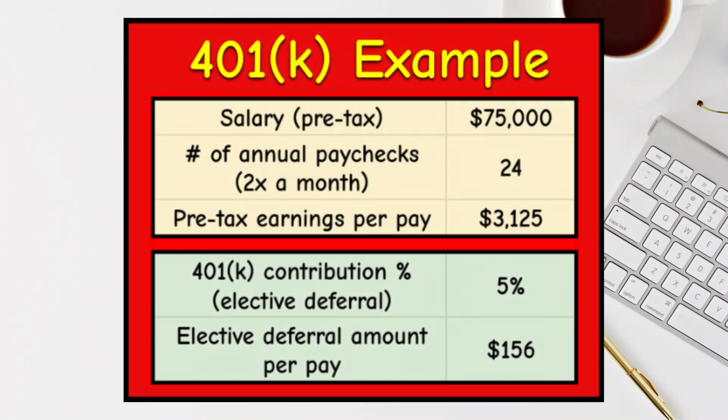For example, let's assume my earnings were $75,000 per year, paid twice a month. $75,000 divided by 24 pays equals bi-monthly earnings of $3,125. Let's assume I elect to contribute 5% of my earnings to the traditional 401k that my employer offers. My employer will deduct about $156 every pay from my pre-tax earnings of $3,125. And that deducted amount will be contributed to my 401k investment account.